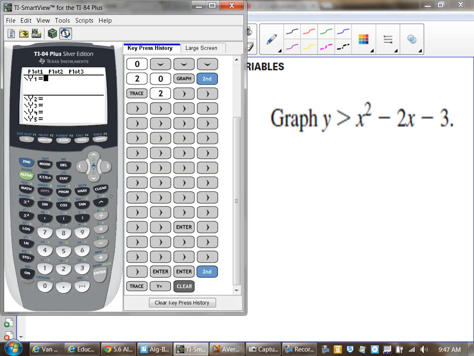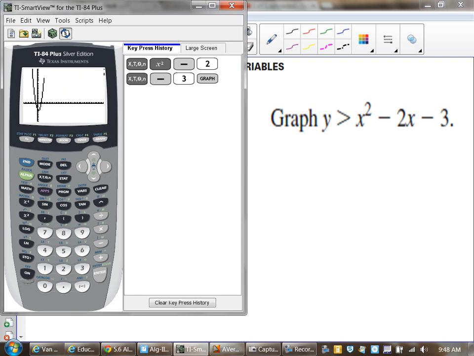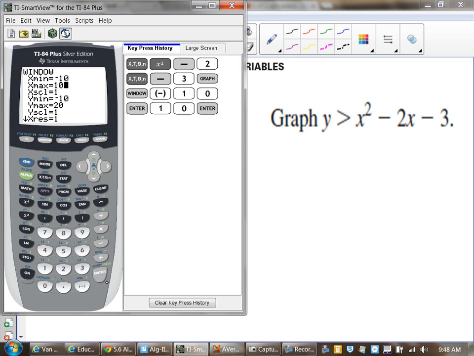Let me figure this out. We have x squared minus 2x minus 3. When I graph that, it looks like this. Oh, let me change my window. Now, if I'm looking at this, I can figure out my axis of symmetry rather easily. Opposite of b over 2a. My axis of symmetry is at x equals 1. Do you guys agree?